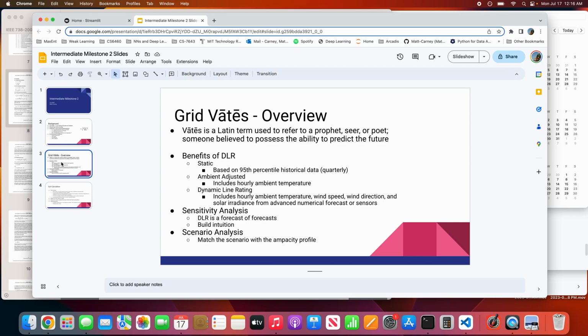The second is called ambient adjusted. So this includes an hourly ambient temperature, so it's a little bit of a refinement on that static rating. And then the last one is the dynamic line rating. This includes hourly data for the ambient temperature, the wind speed, the wind direction, and the solar irradiance, and that's either coming from an advanced numerical forecast or sensors.